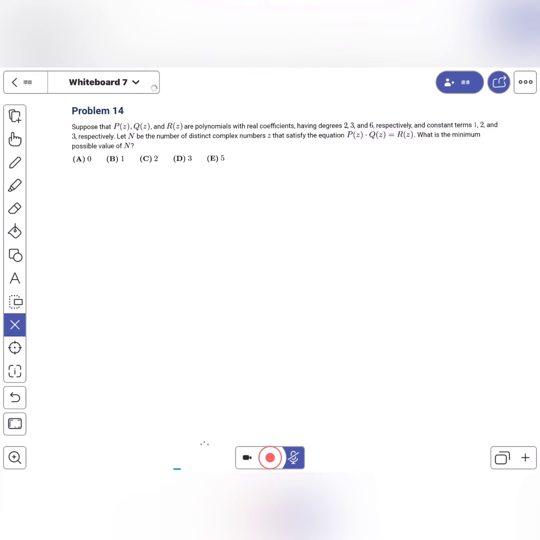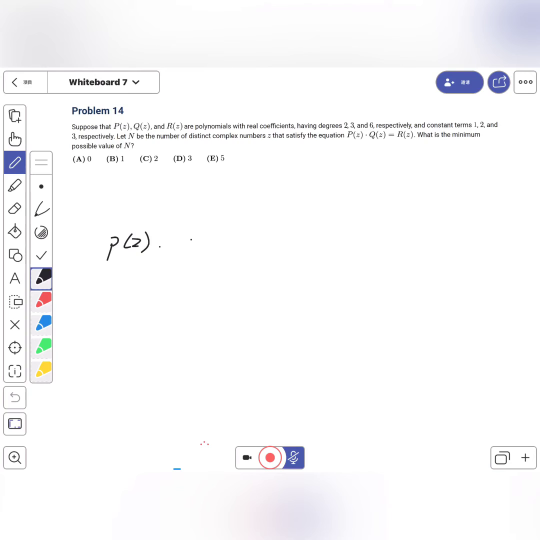Three polynomials P, Q, and R with real coefficients have degrees 2, 3, and 6 respectively, and constant terms 1, 2, and 3. Let n be the number of distinct complex numbers z satisfying the equation, and what's the minimum possible value of n? For this one, we're given the condition that P of z times Q of z is equal to R of z. So first we see the degrees differ, and also the constant terms 1, 2, and 3, we know that 0 can just be not considered.